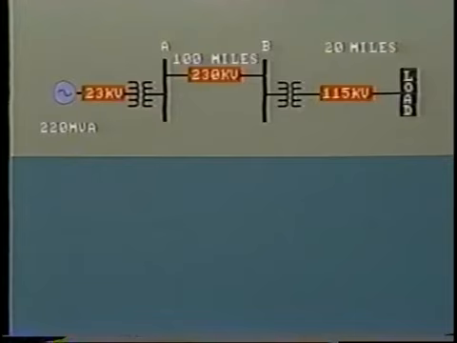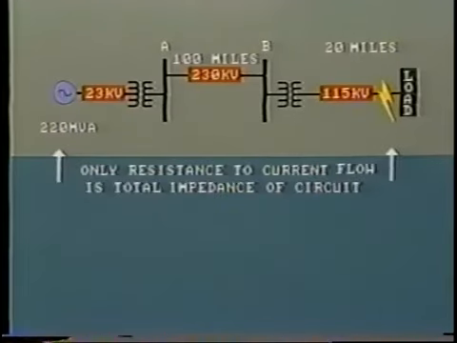Now suppose there is a direct three-phase fault on line B close to the load. The voltage between phases at the fault will fall to 0, as there is a dead short circuit between them. But the generator will continue to feed the fault, and the only resistance to current flow is the total impedance of this circuit. That is the sum of the impedance of each transformer, of the line conductors, and also the generator winding itself. You will remember we discussed this in the first tape in the series.